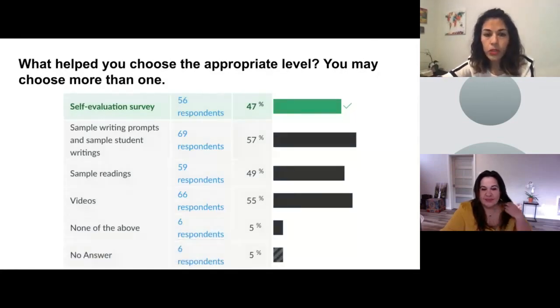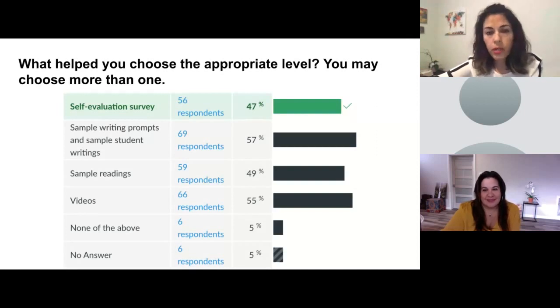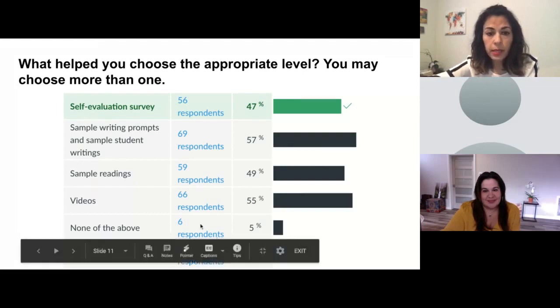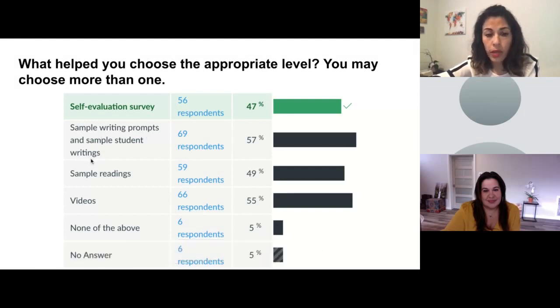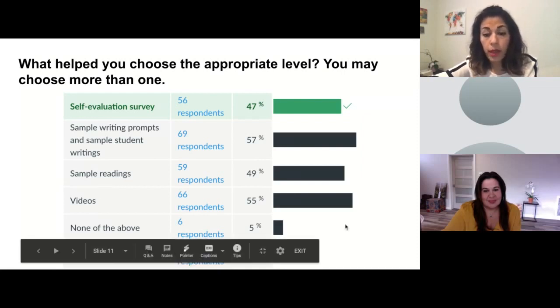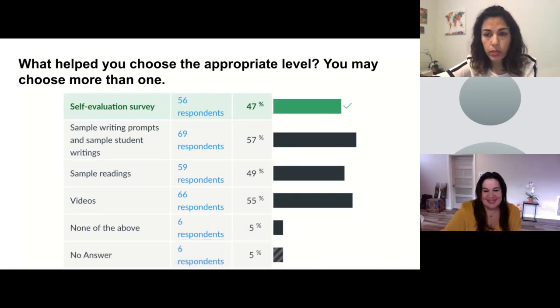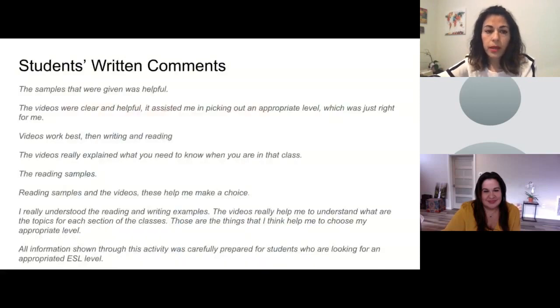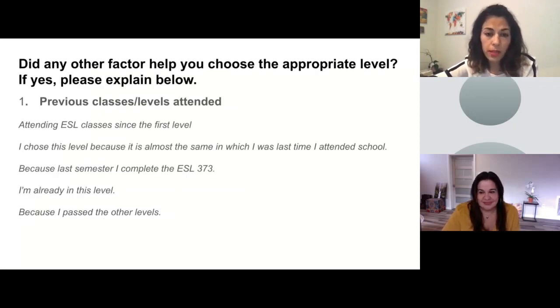One question in the form was, which component of the guided self-placement helped you most to choose a level? And as you can see, the majority of students said the writing prompts and sample student writings, and then sample readings, then videos. 5% of the students said none of those were the deciding factor for them. When we asked them how do you think the guided self-placement can be improved, the majority of students said it was just fine the way it was.